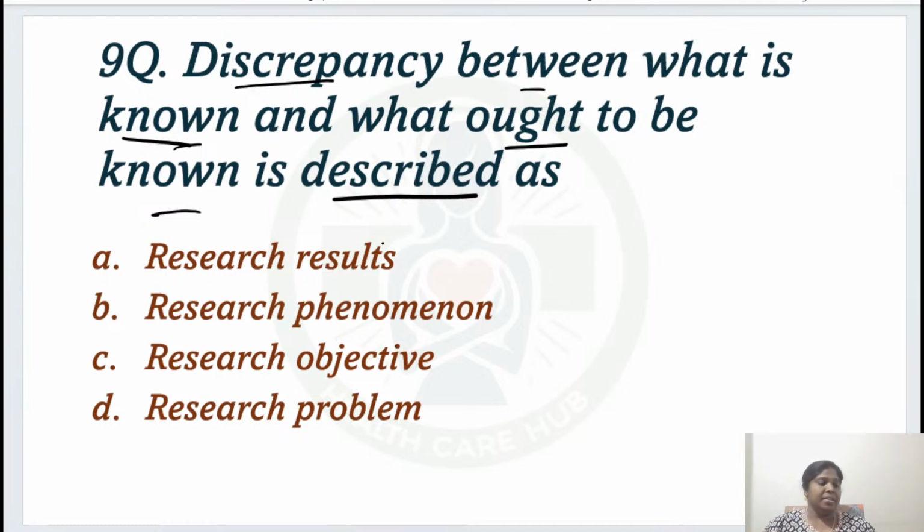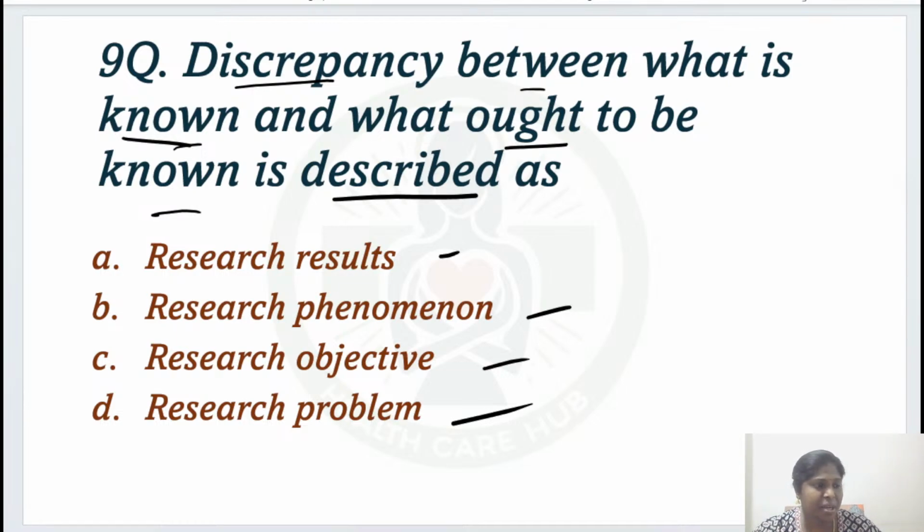Okay, you are correct, Divya Konda, it's 8C. So this is called research results, research phenomenon, research objective or research problem. Discrepancy between what is known and what ought to be known. What is that called?